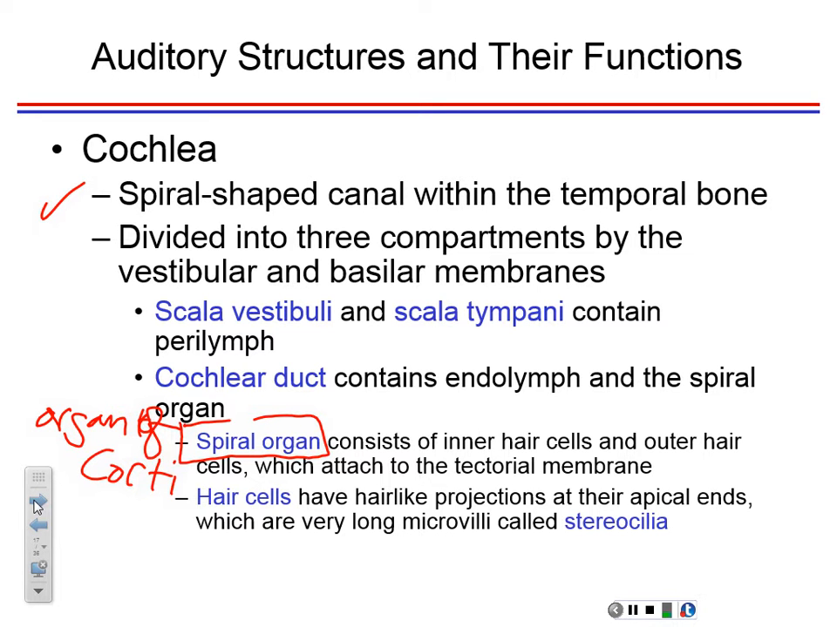Those hairs are called stereocilia. Okay. They look like microvilli. And I'll show you a nice picture again. So this is the hair cell, and the stereocilia are like that. Okay? They are not all the same length. And there's a reason why that is.